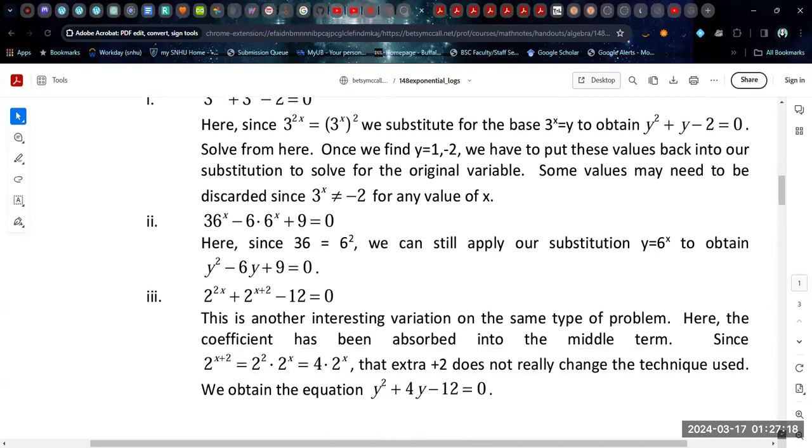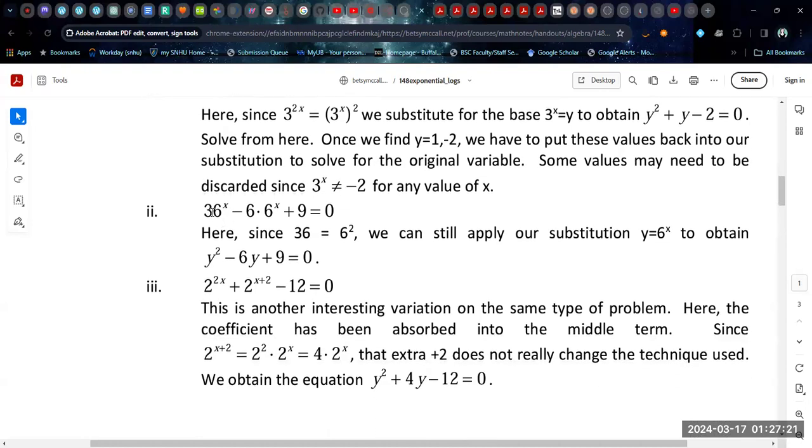Now, another similar kind of equation would be something like this, where instead of writing 3 to the 2x, they actually square the base. So here we have a term 6 to the x, and then 36 is the square of 6. So really, this is 6 to the 2x. For the same reason, it's 6 squared to the x, and then we multiply the exponents. So the substitution we're going to make is 6 to the x, and then this term will become the square of that, and then this term has a 6 out front, and then the 6 to the x becomes our substitution variable. The 9 doesn't change.